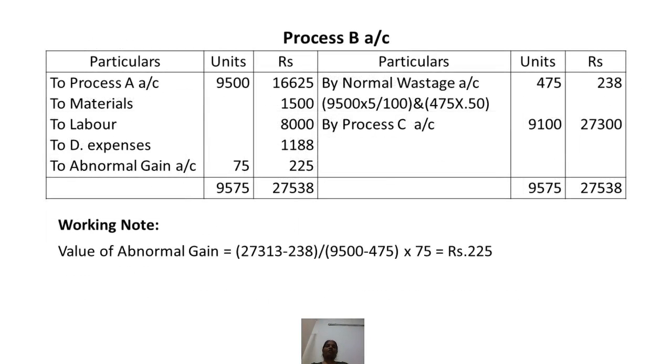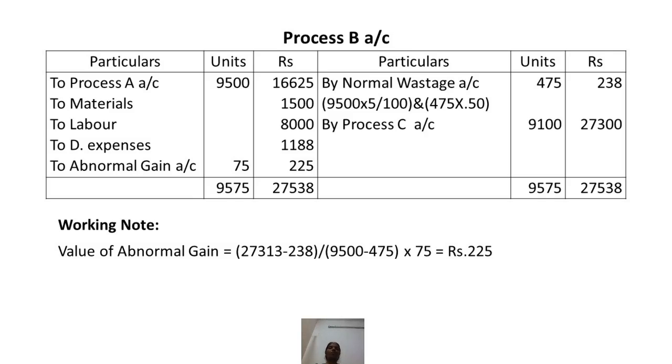So now in the process B account, we got from process A 9,500 units at the rate of 16,625. In the same way, for process B also, we have incurred some expenses like materials, labor and direct expenses. It is given in the problem. All three are given in the problem, that is 1,500, 8,000 and then 1,188. It's given according to the problem.